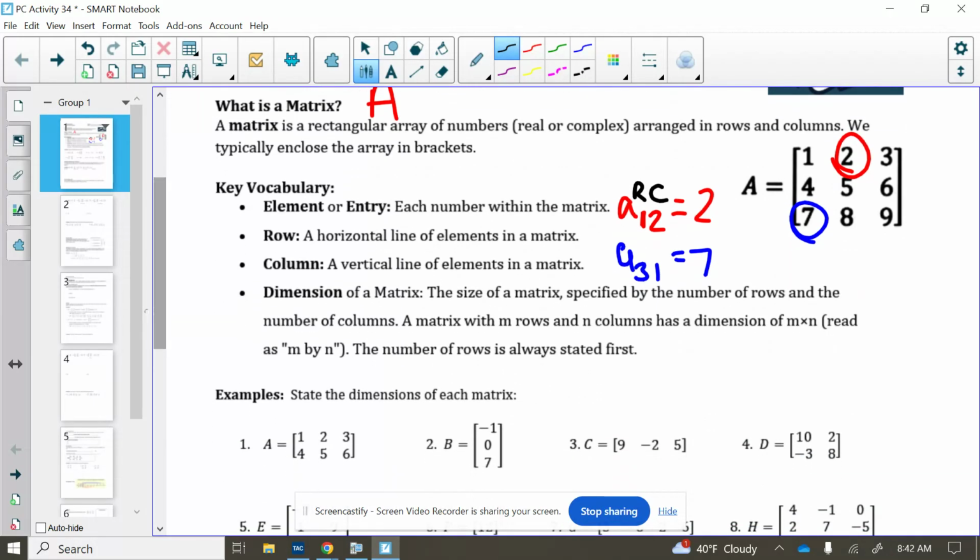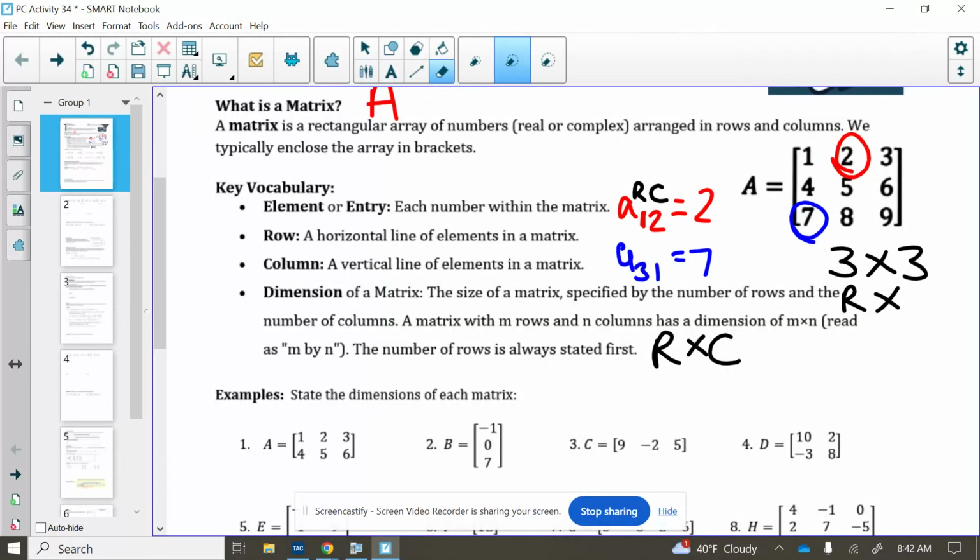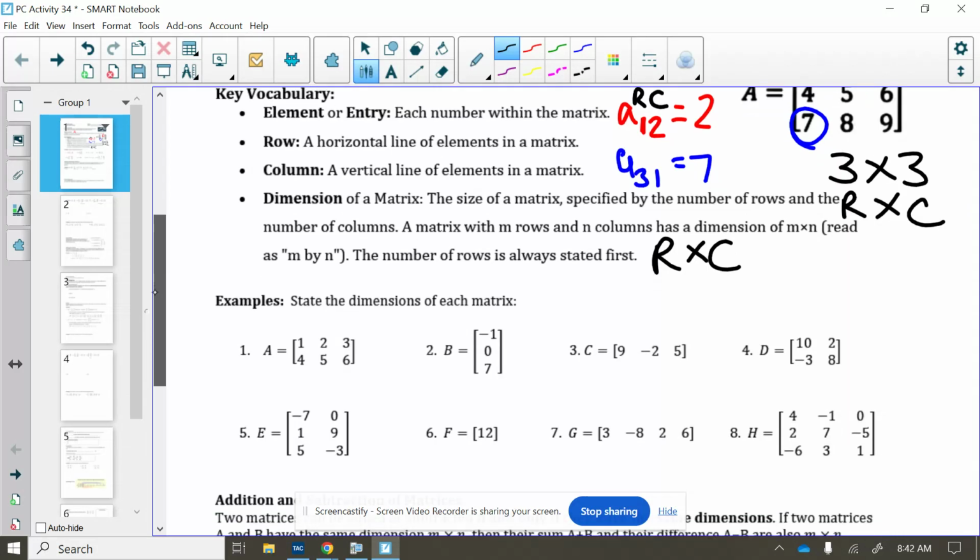That's also going to play into the overall dimension. And again, your dimension is always going to be read as row by column. So for this particular example, this is a 3 by 3 matrix because there are 3 rows and then 3 columns as well. So that's why I would say this is a 3 by 3. So always R by C.